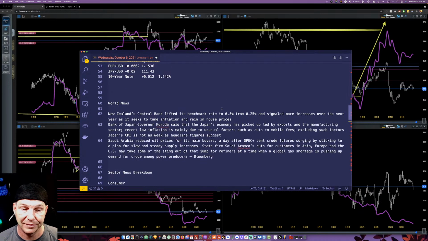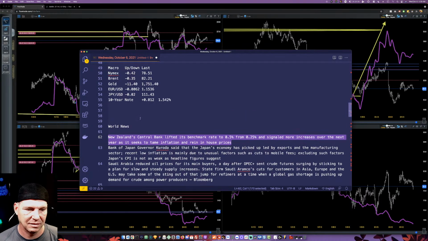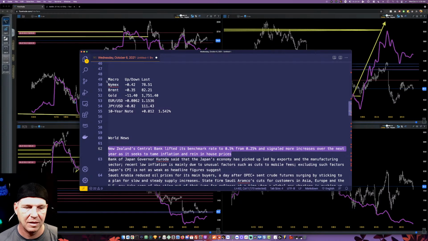Excluding such factors, Japan's CPI is higher. New Zealand's central bank lifted its benchmark rate to 0.5% from 0.25%. It doubled, and it signaled more increases over the next year as it seeks to tame inflation and rein in house prices. All right, look at this. They doubled their rate, right, overnight. Ugh. So that should be interesting.